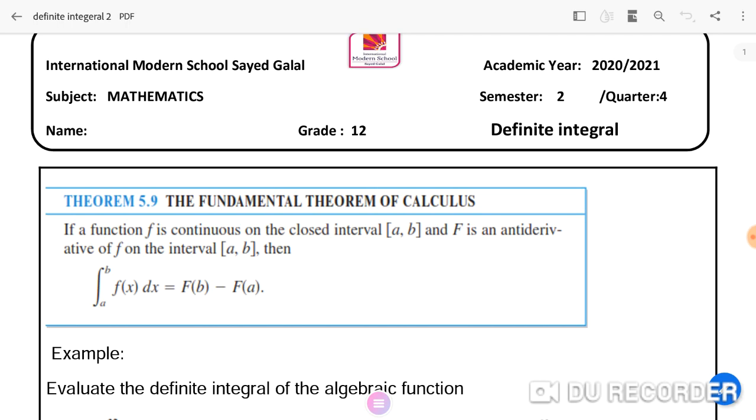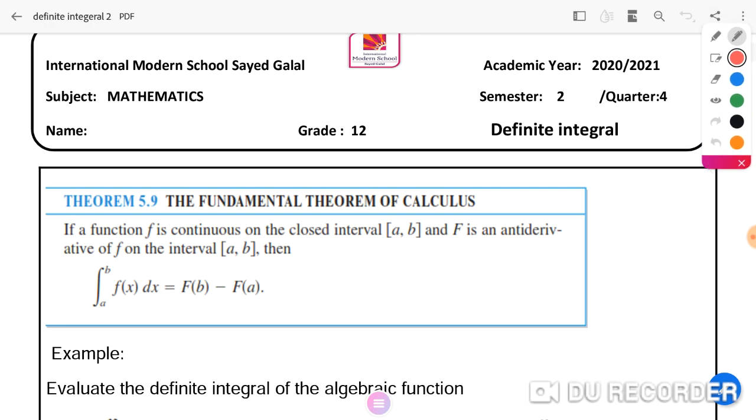We are going today to define the fundamental theorem of calculus, which shows us how to find the definite integral on a closed interval analytically. Okay, let's define the concept of this theorem.